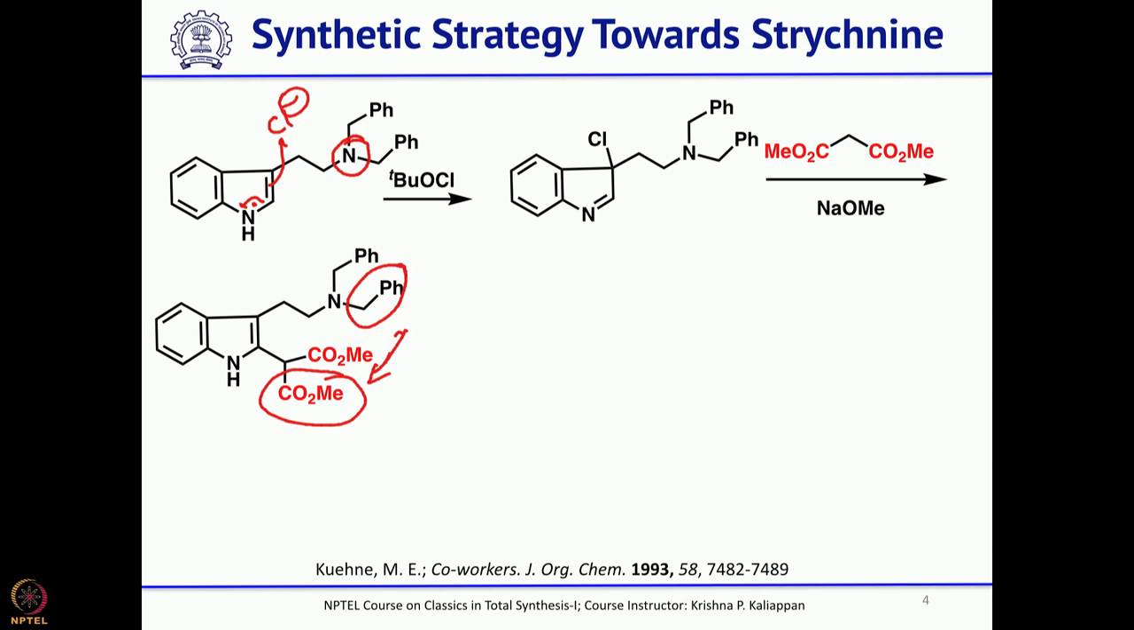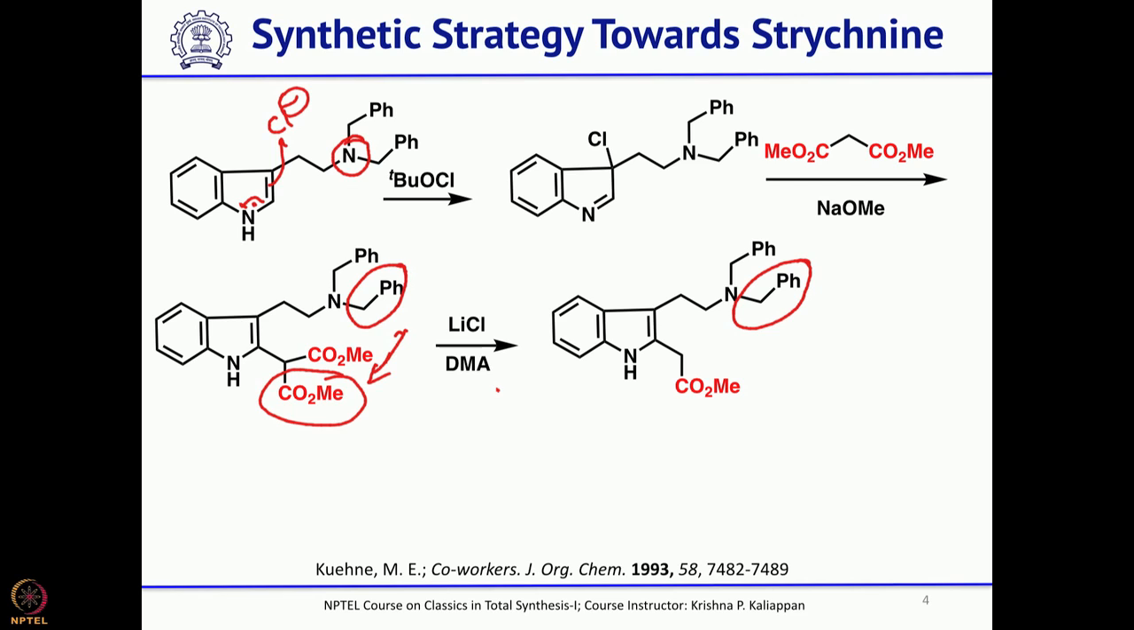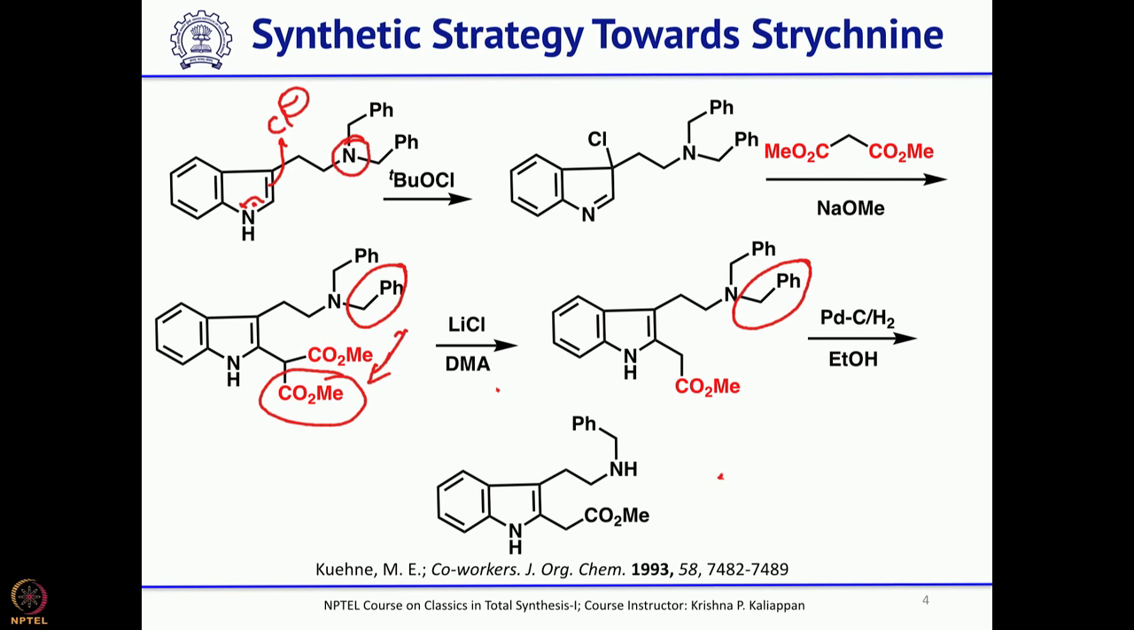One of the esters can be easily removed by Krapcho conditions. You heat it at high temperature with lithium chloride in dimethyl acetamide, it undergoes decarboxylation, so you get only one ester. Now as I said, you do not need one more benzyl group, so you can selectively remove it by hydrogenolysis. That is how this starting material was prepared in 4 steps, but I should say 5 steps from tryptophan.